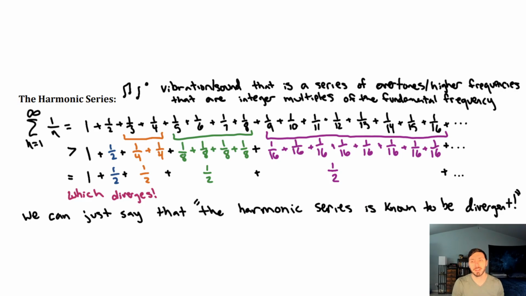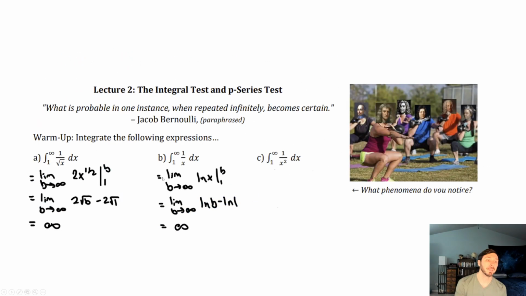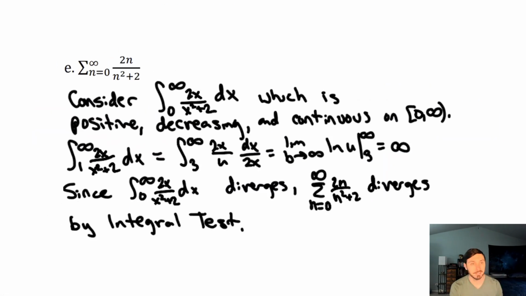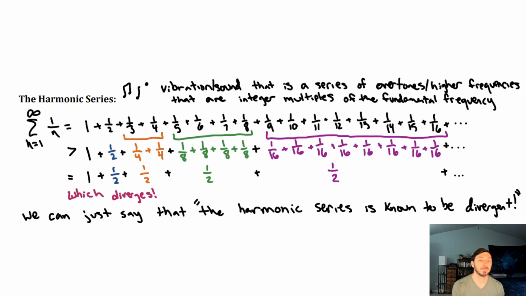We can call it the harmonic series. And if we see the harmonic series, we can just say it's known to be divergent. You can also just use the integral test on this. In fact, we've done the integral test on this all the way back here, within this part B. If you observe, our integral is infinity. The function is positive, decreasing, and continuous, and that would make this a divergent series. Okay, well, this is just when p is equal to 1.